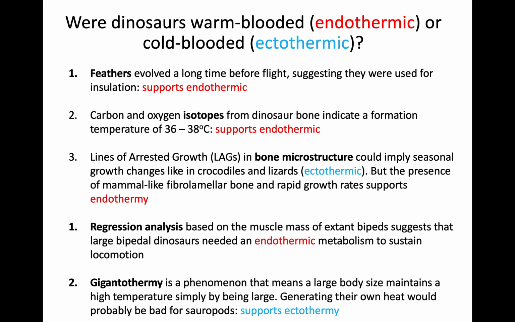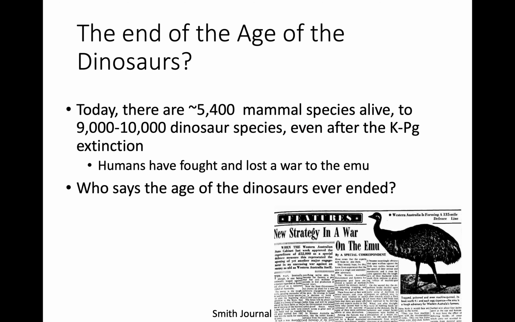Could it be that they were a mix of both? This is something called tachymetabolic endothermy. Could it be that one group of dinosaurs was cold-blooded while the others were warm? There's a lot of evidence to suggest yes or maybe. We don't really know for sure.